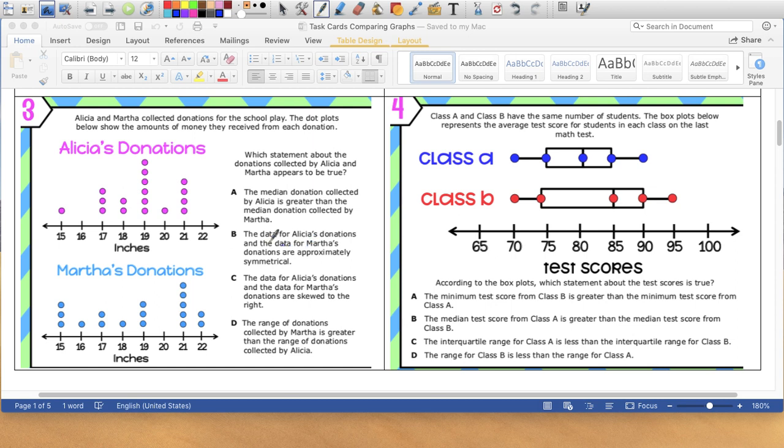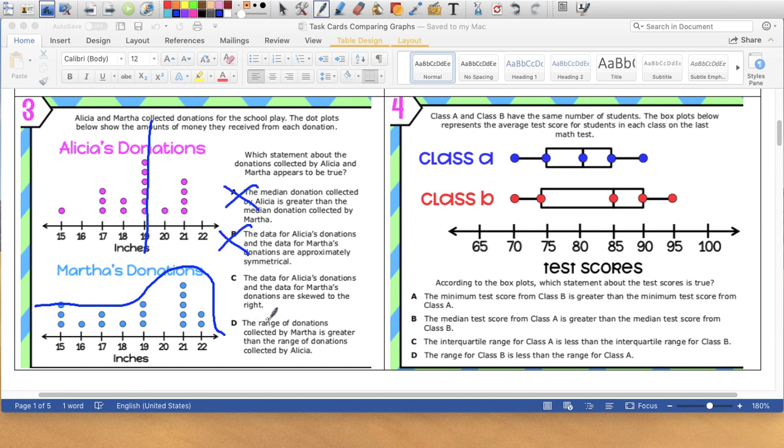B, the data for Alicia's donations and the data for Martha are approximately symmetrical. Does this look symmetrical to you? If I cut this in half, does this side look like the other side? I guess. But is the bottom one symmetrical? No, it's more like skewed left, right? So this is not true.